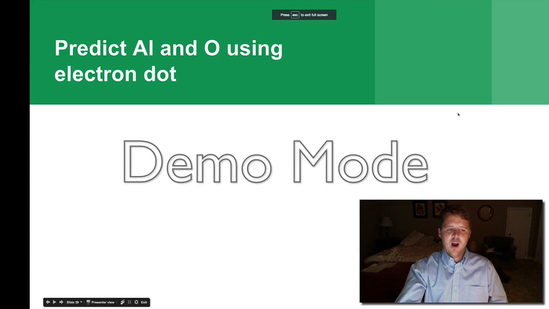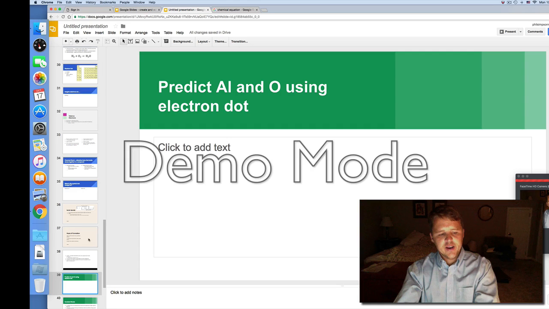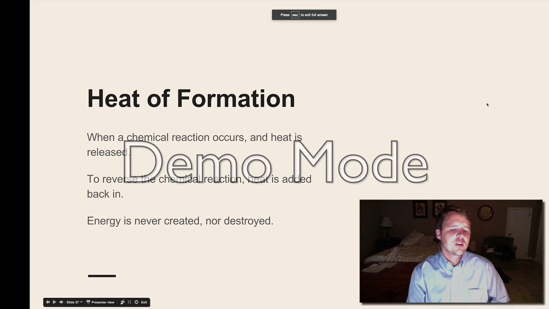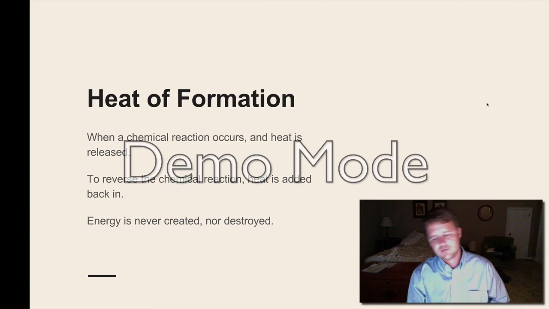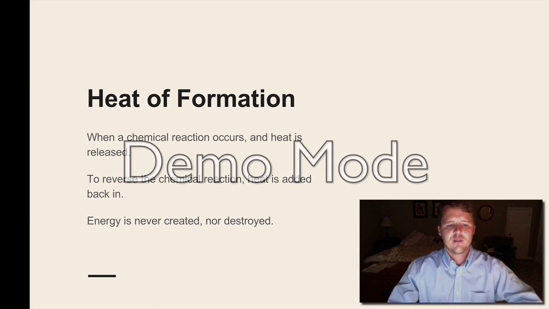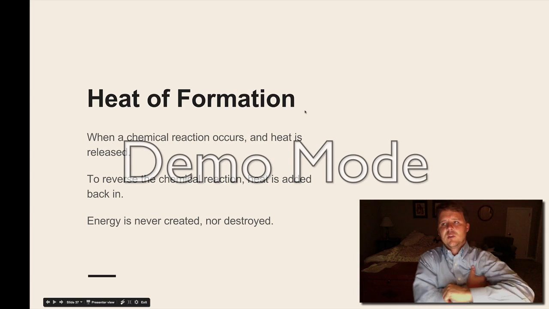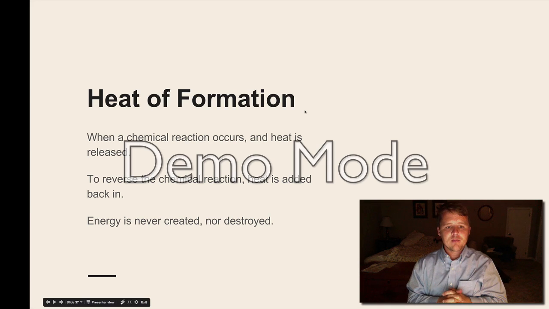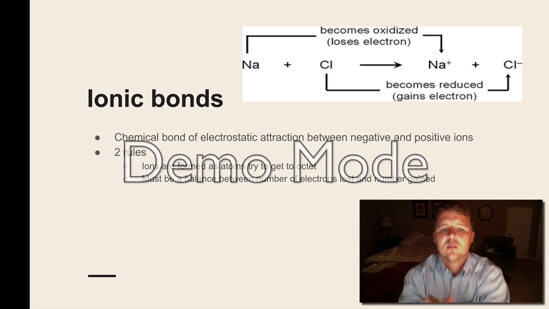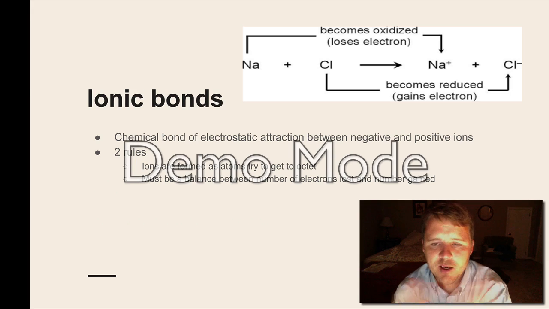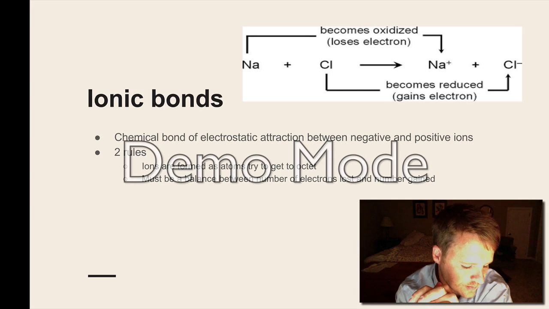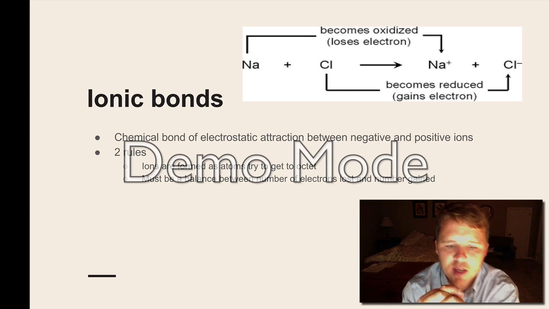Heat of formation. Okay. When a chemical reaction occurs and heat is released. So heat of formation. Let's break that down. You have formation right here. Think about the formation of an element. How's an element going to form? Well, just like right here, sodium and chlorine, they combine together. Sometimes, in a chemical reaction, heat will be gained or lost.